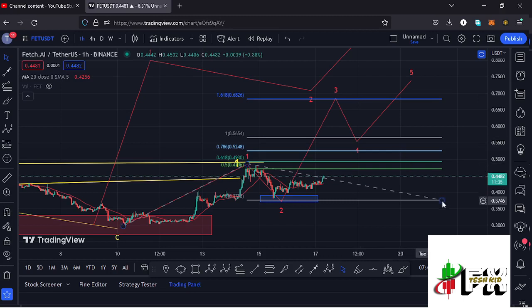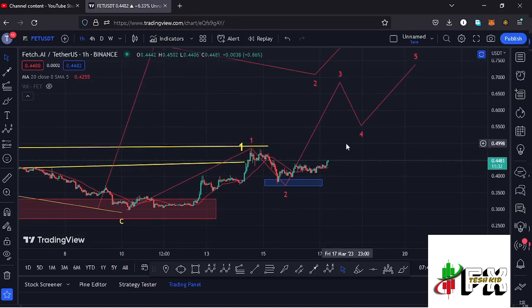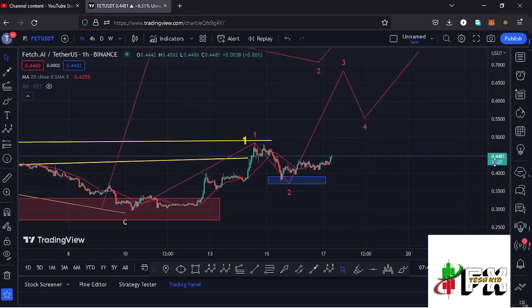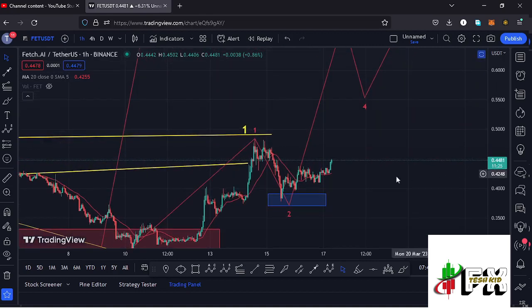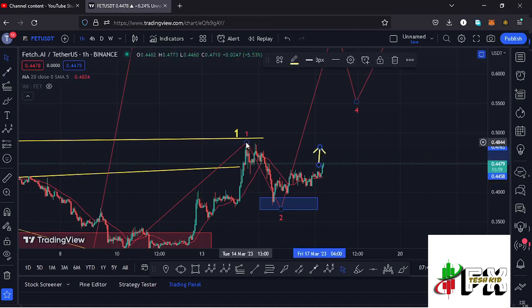And for that move to play out, there are key moves that we need to continue watching, and the first one is that we need to continue holding above the 20-day MA so that it can continue acting as support for us to continue gearing up. And the moment we continue gearing up, then we need to watch the high at around the $0.48 mark, which is the wave 1 high, which is right here.